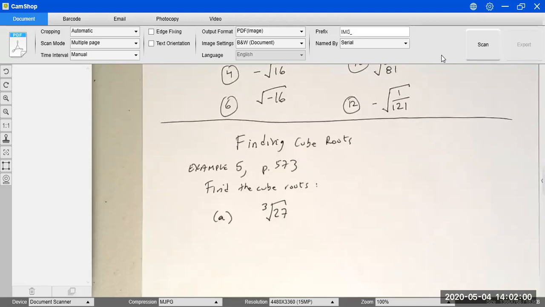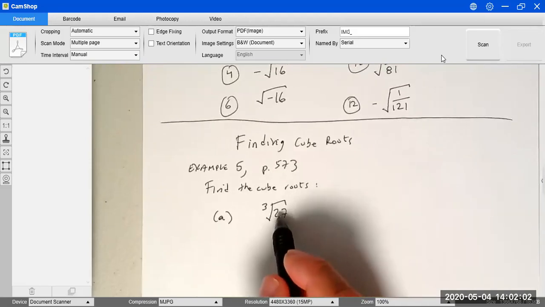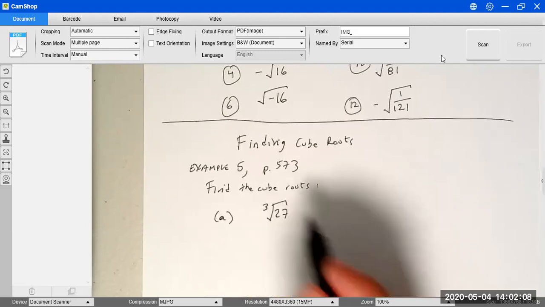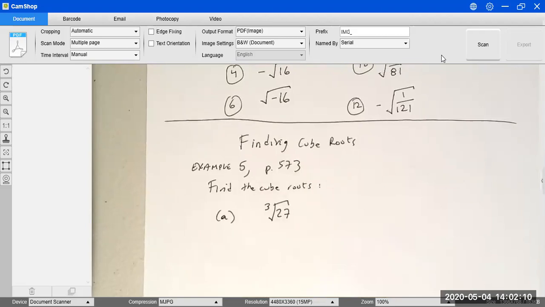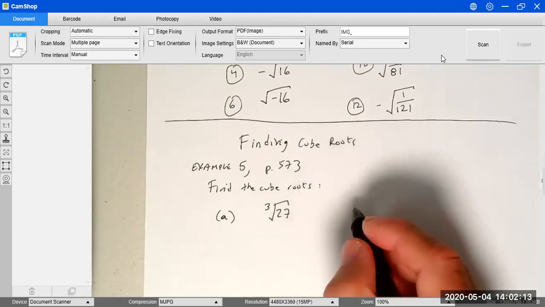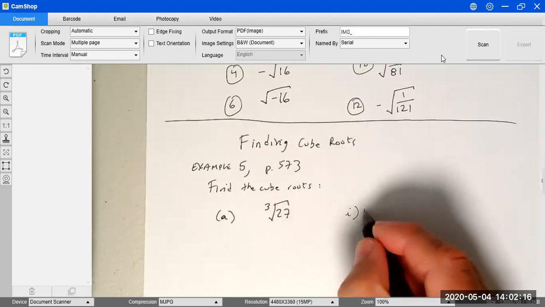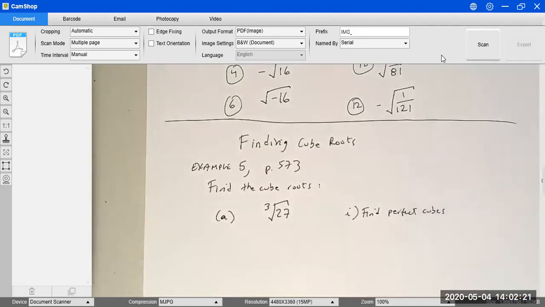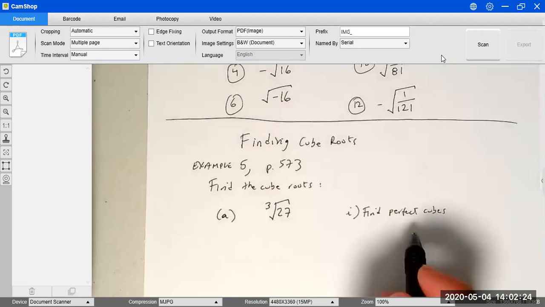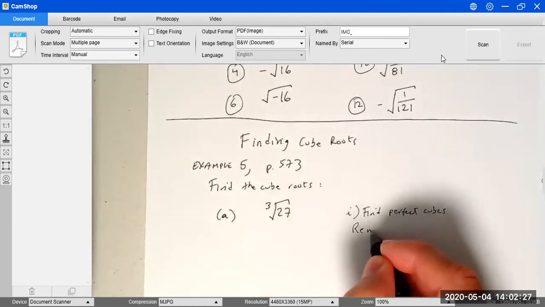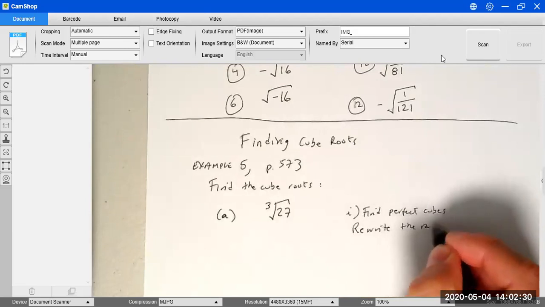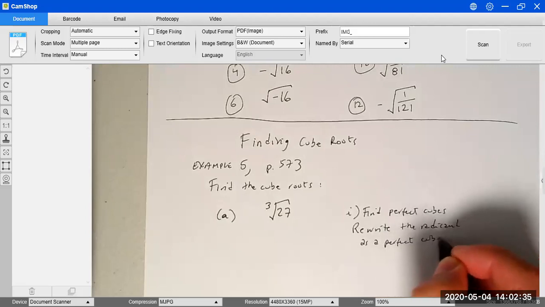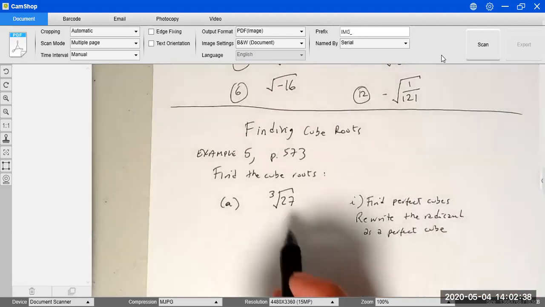So now you can see here that we have a radicand, we have the radical sign, and now we have the index. The index is 3, so that's the reason this is a cube root. So when you have index 3, then you need to find perfect cubes. If you have perfect cubes, then you just rewrite the radicand as a perfect cube. In this case, my radicand is 27.